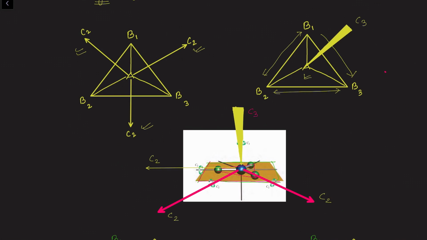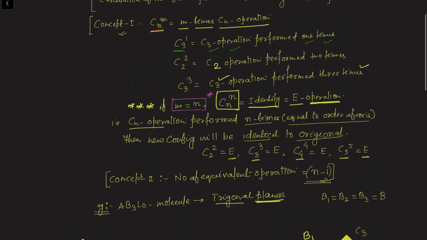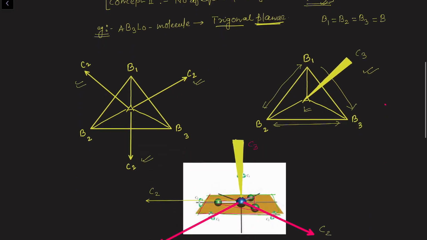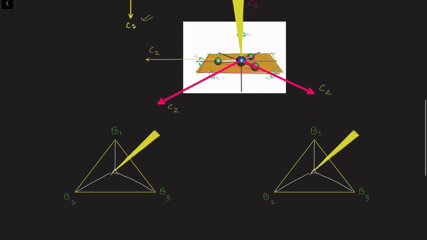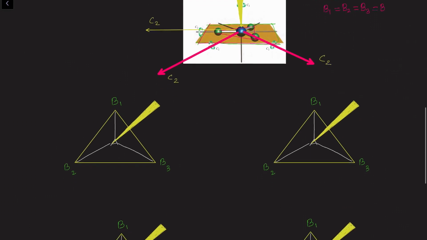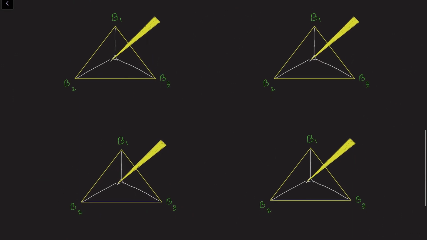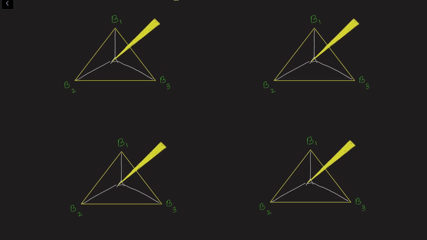Now we are going to perform some operations about the C3 axis to understand concept number 1 and concept number 2. Take the example of this AB3 molecule. In the AB3L0 type molecule, all the B1, B2, B3 atoms are equivalent. Only for our own understanding, we are marking them as B1, B2, B3, equivalent to B. Now perform the C3 operation about this C3 axis, the first C3 operation.